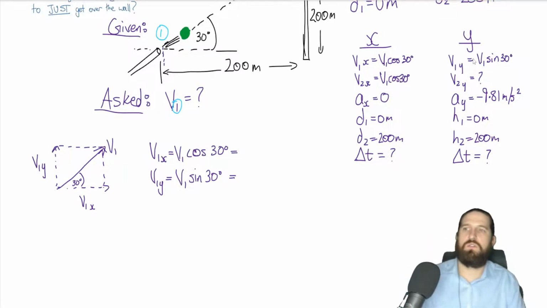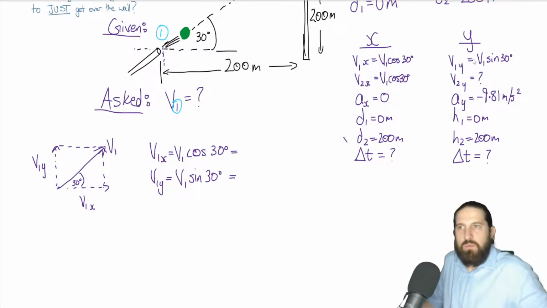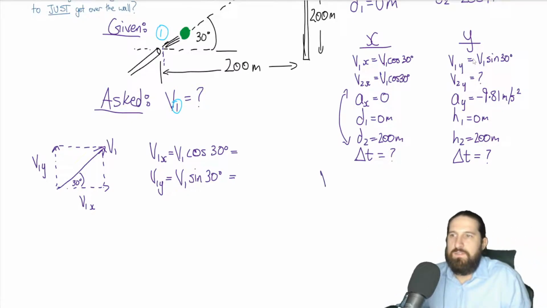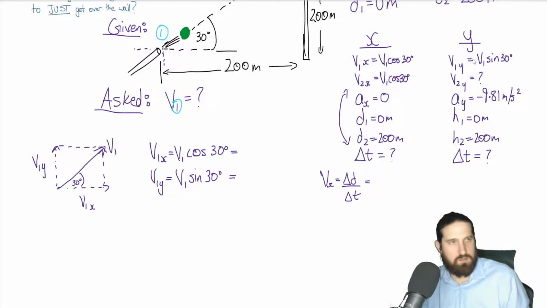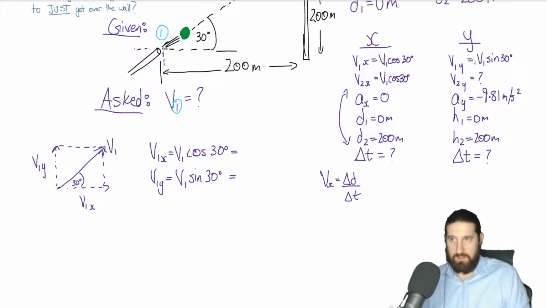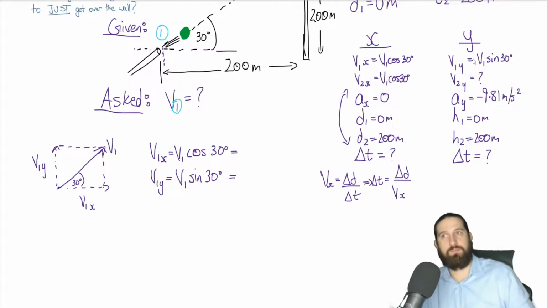Okay, but for now, let's just ignore those because we now can use this to come up with the equation for time, right? We can now say that Vx is delta d over delta t because this doesn't change. The acceleration is 0 this whole time. So delta d is 200. Delta t we don't know, but Vx we sort of know now, or at least we can rearrange this. So let's say delta t is equal to delta d over Vx, which is V1x and V2x, because it's just the same velocity the whole time.